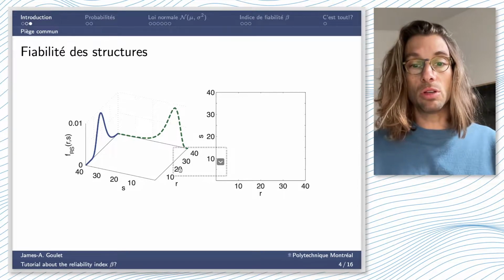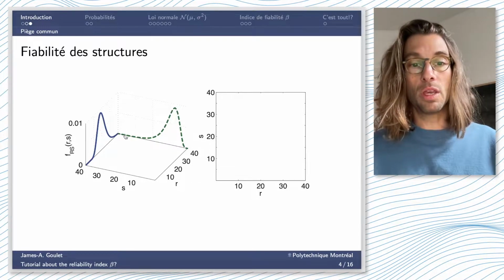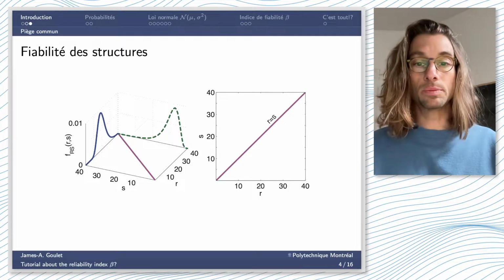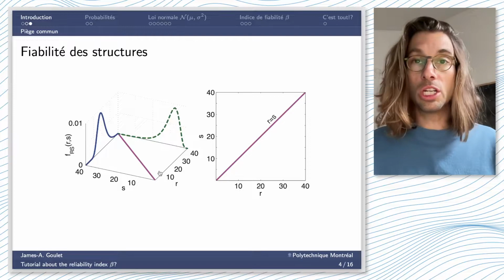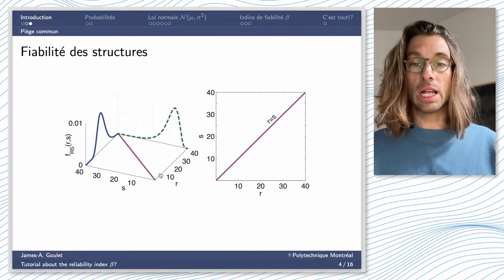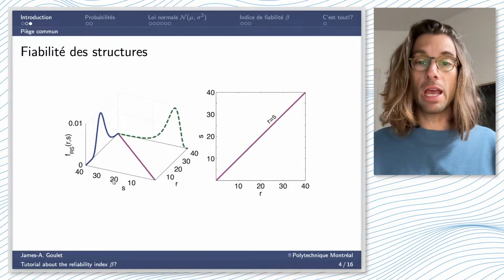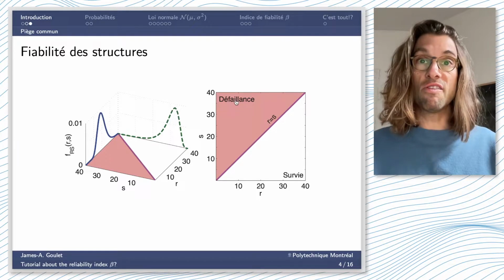In this case, we have this resistance, strength, R, represented by the blue curve here. We have the solicitation, the load, represented by the green curve here. So this square is the same as this one. We can draw this line in both domains such that for all the points on this line, we have the same resistance and solicitation. This is the frontier that separates the survival and failure domains.